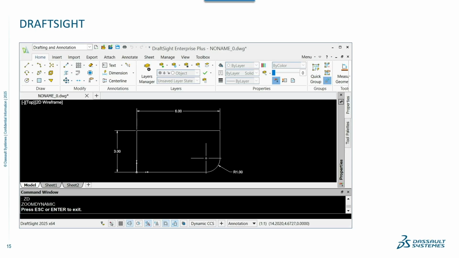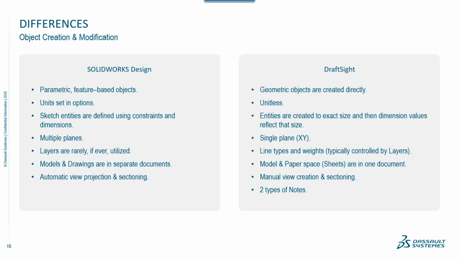In this case, this is kind of the same sketch, but in 2D in DraftSight. I had to use the fillet tool after the fact in order to add that radius down there. You don't have that option to sketch and go away from a line and go back to an arc. So, some differences in object creation.